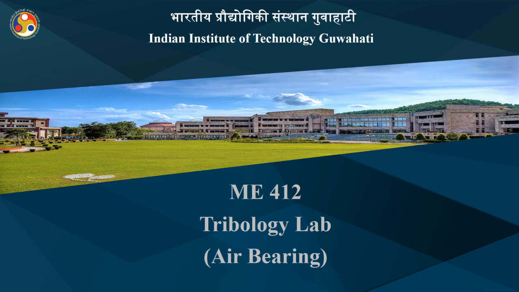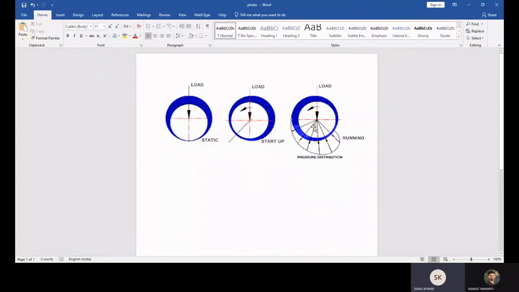Now I would like to explain the different stages in an aerodynamic journal bearing. Initially, the shaft is at rest and it sinks to the bottom of the clearance space under the action of load W, which is shown in the first diagram. Here there is contact between the journal and the bearing. Then the journal starts to rotate and climbs the bearing surface. As the speed is further increased, it forces the fluid into the wedge-shaped region, which is shown in the second figure.